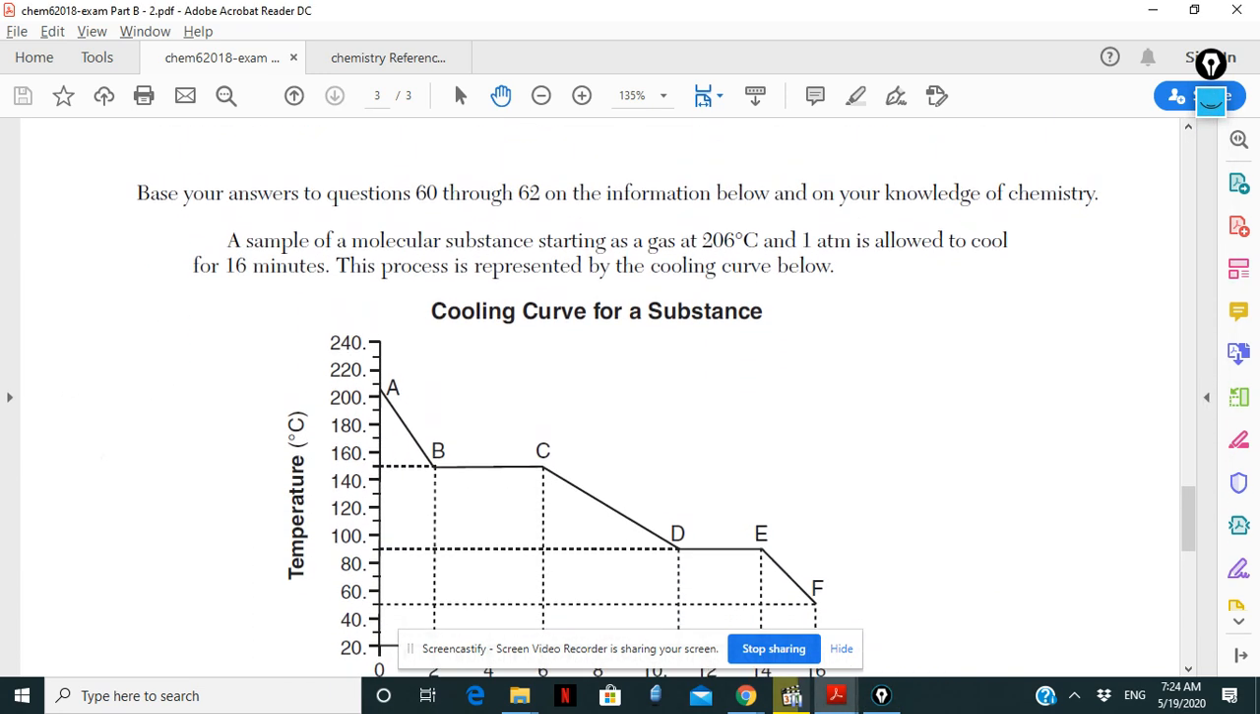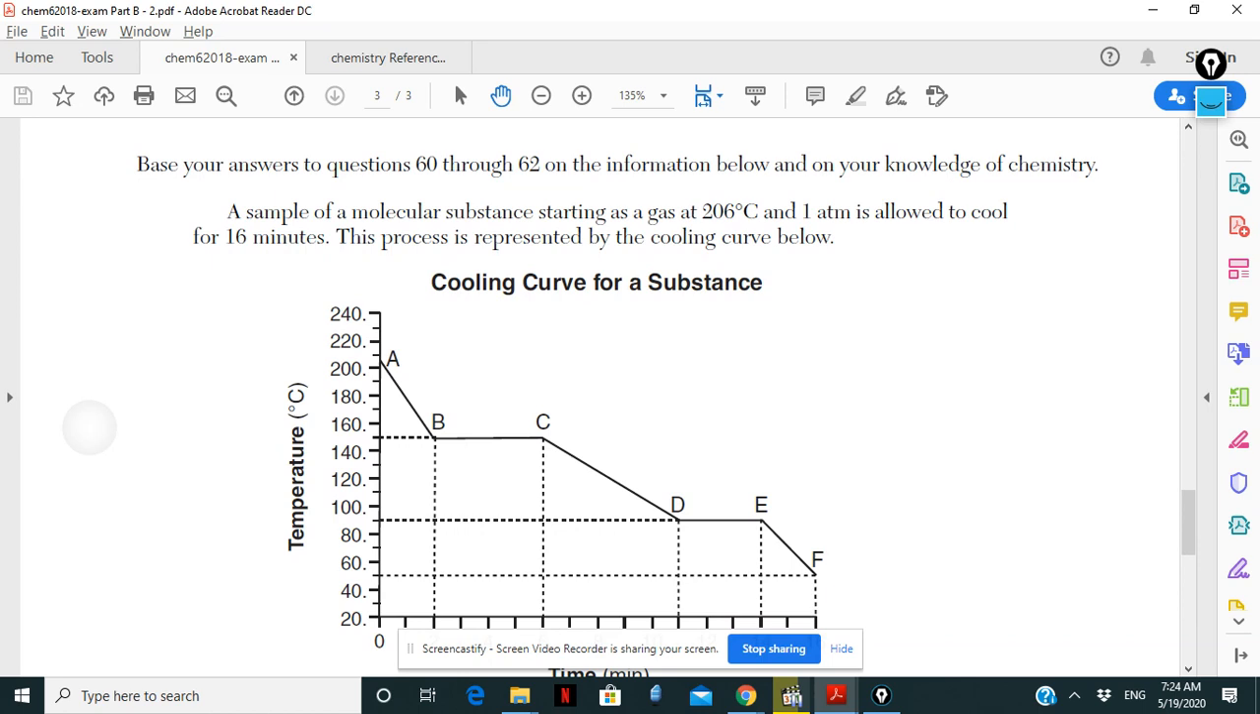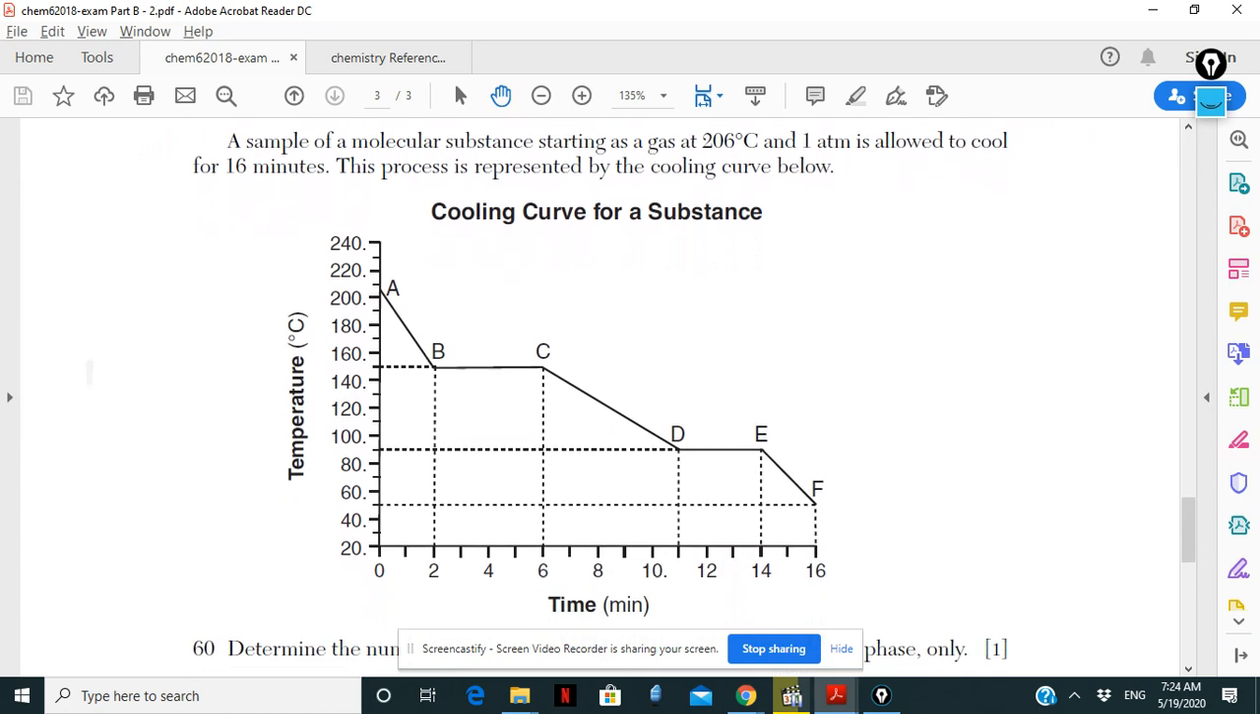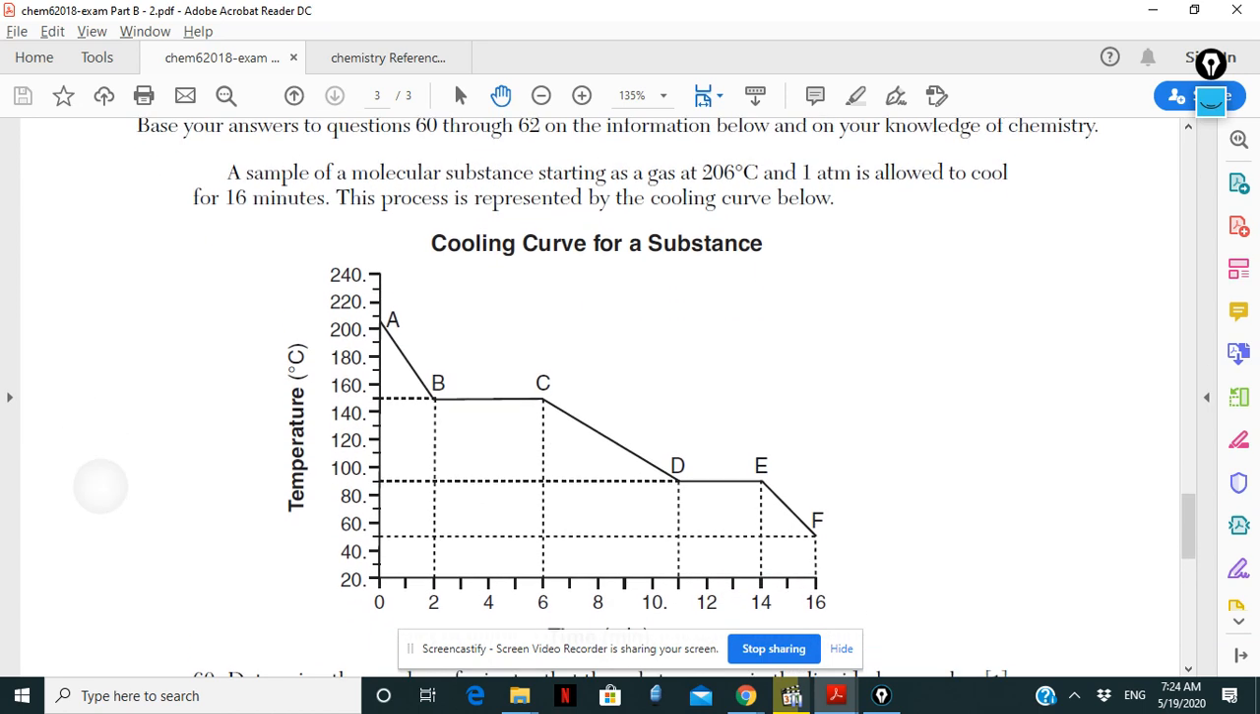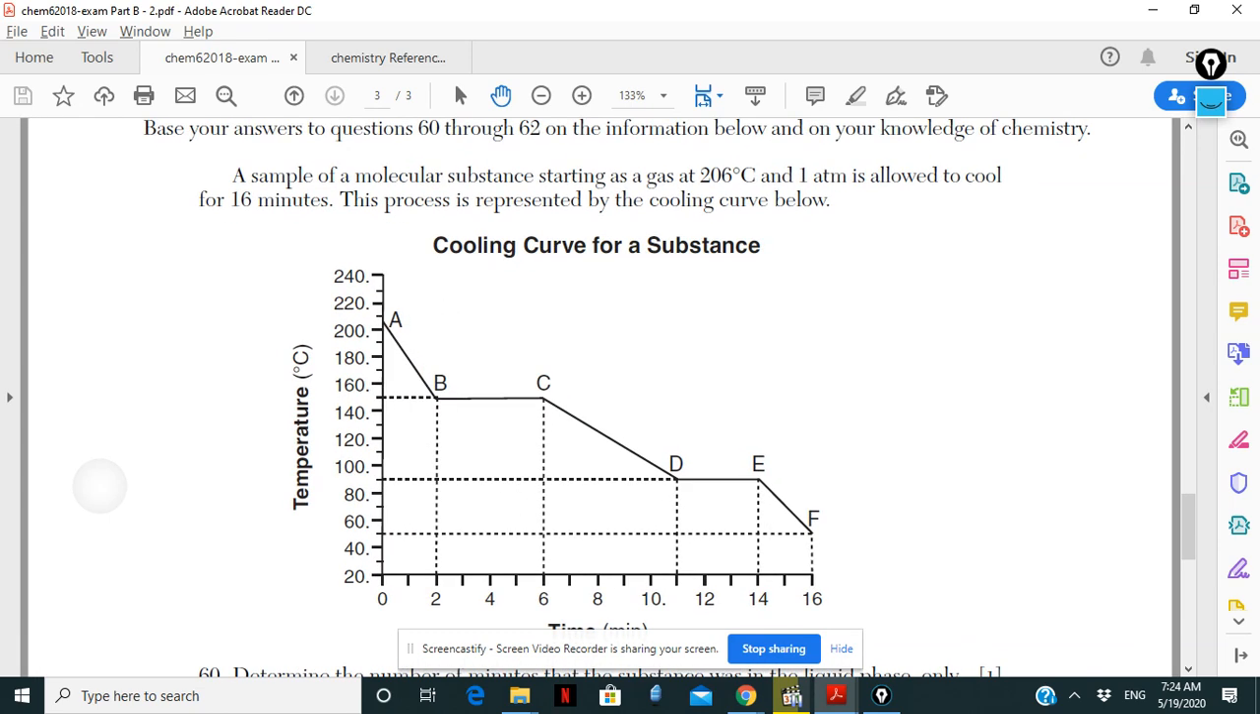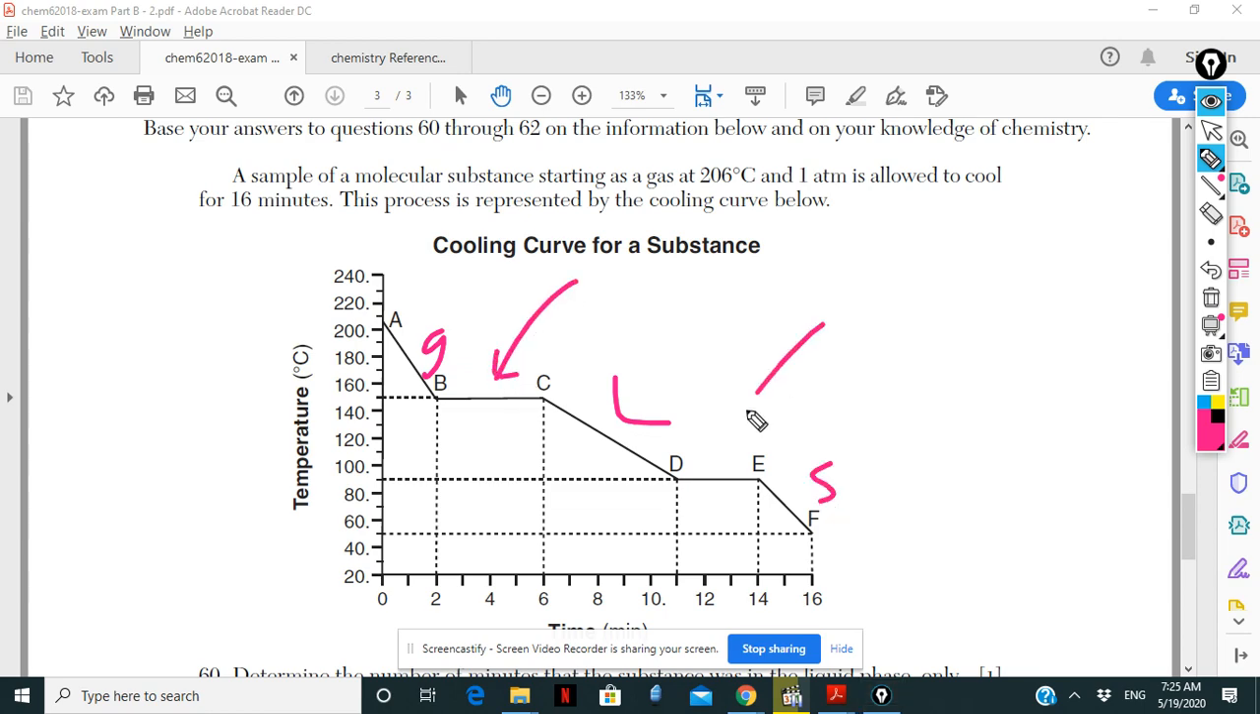Okay. Based on the graph, that's a sample molecular substance starting as gas at 260. So that's gas. Okay, that's liquid and that's solid. And these are the intermediate stages, so this has gas and liquid, and this has liquid and solid together. You have to understand the curve.